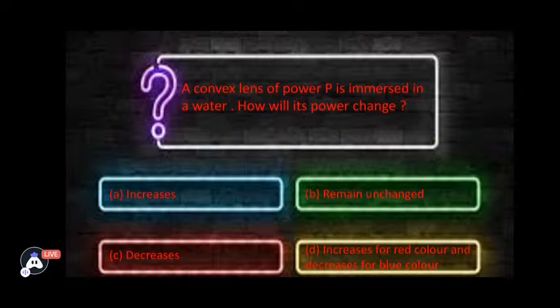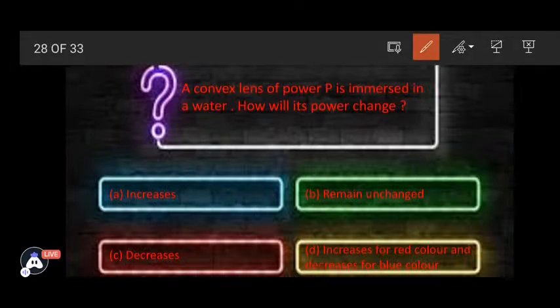See, if I'm talking about the power of a convex lens, it will decrease. Why? Because the value of the focal length will increase. If I immerse something, immerse means you have to dip it in water or put it in the solution. So we know that the power formula is 1 upon f, focal length. Yes, power is equal to 1 upon f, 1 upon focal length. So what will happen to the power? If I dip the convex lens in water, its focal length increases.